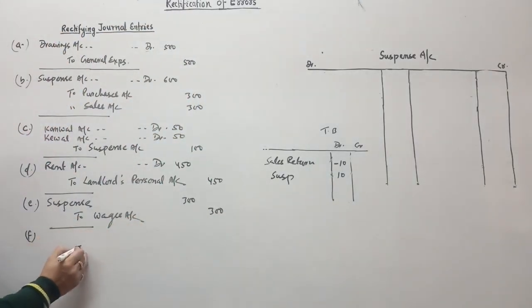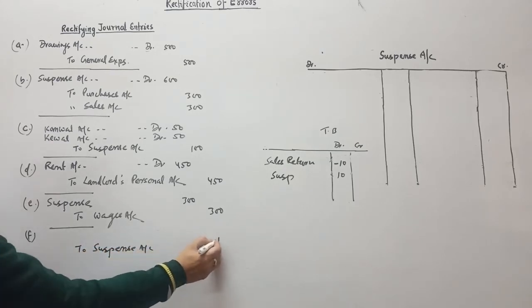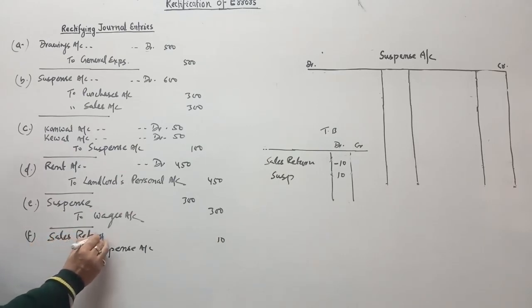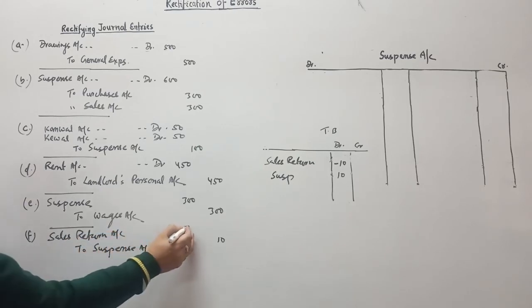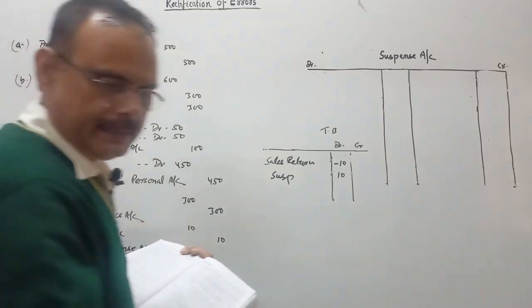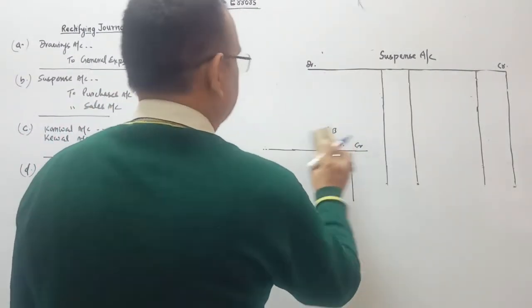So credit the suspense account, cancel the suspense first, 10 rupees, and in sales return you have written a lesser amount. So debit the sales return account by rupees 10. This is point number F, rectification of error number F.